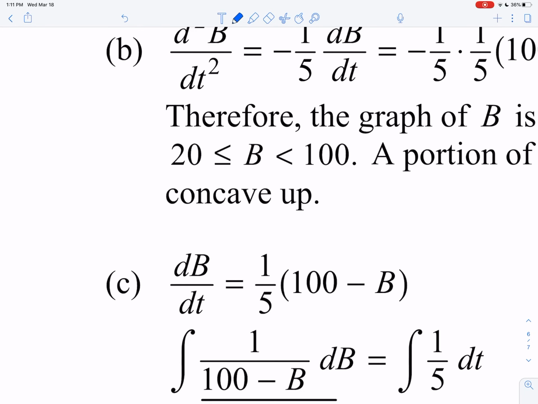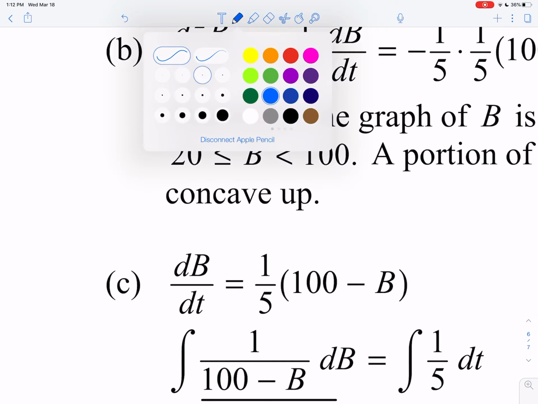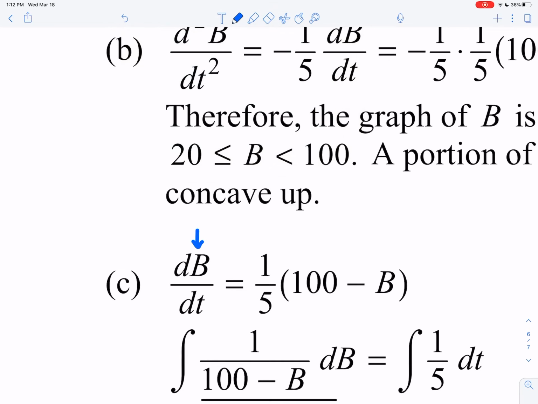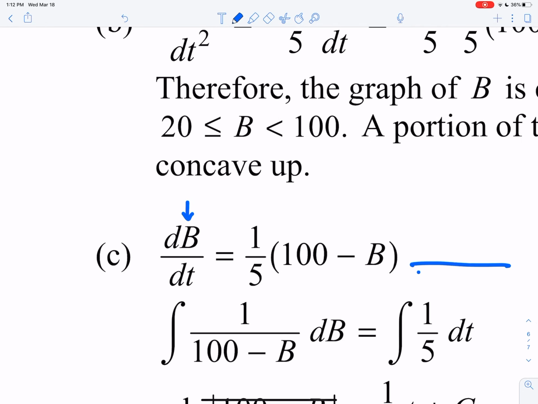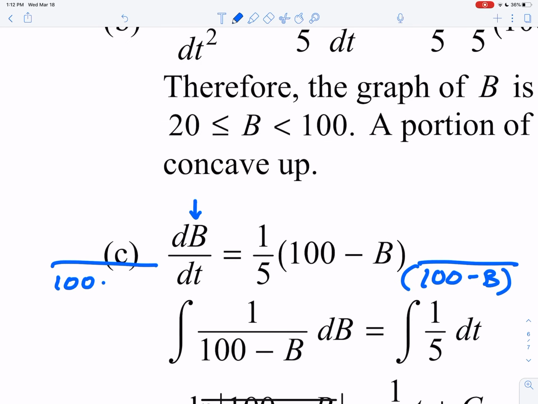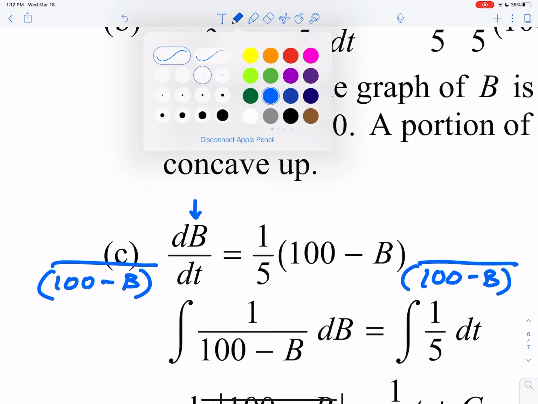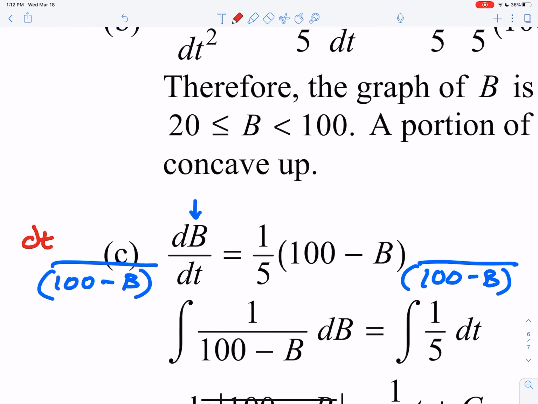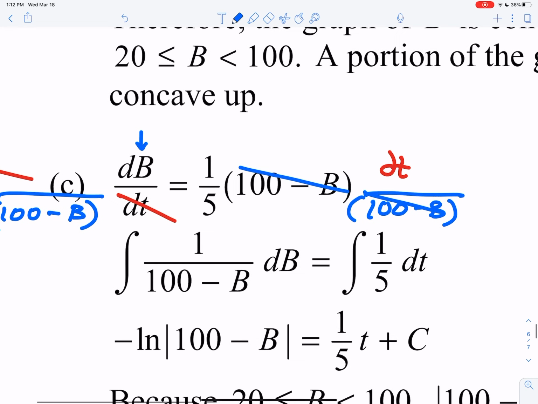We have dB over dt equals 1/5 times 100 minus b. So remember, whatever is on top stays there. In this case, dB is going to stay on the left, and all the t's are going to go to the right. So we're going to have to divide out 100 minus b to bring it to the other side. And at the same time, we're going to have to multiply by dt on both sides. So that goes away, and so that goes away. So that'll give you the second line right here.